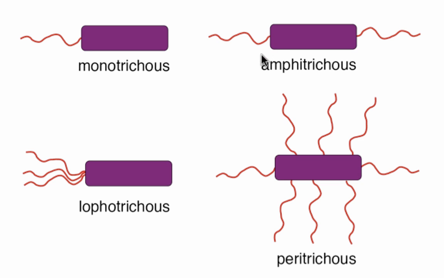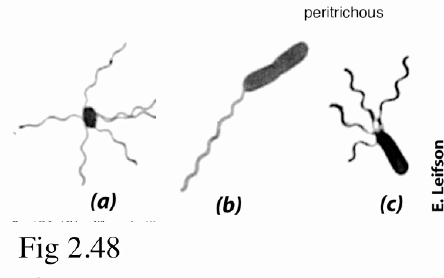Amphitrichous bacteria have two flagella which are on opposite sides of the cell. One, for example, in this image is shown here on the left, and another one is shown here on the right. Lophotrichous bacteria have what is called a tuft of flagella, which is multiple flagella but all of them coming out of the same side. And peritrichous bacteria, like E. coli, have flagella distributed all around their bodies. So here in figure 2.48, what we have in figure A is a peritrichous bacteria. In part B, we have a monotrichous bacteria, and in part C, we have a lophotrichous bacteria.